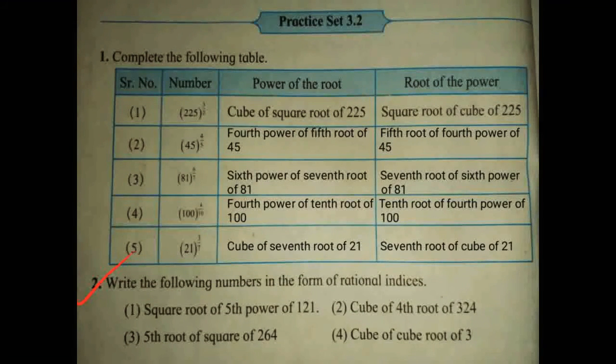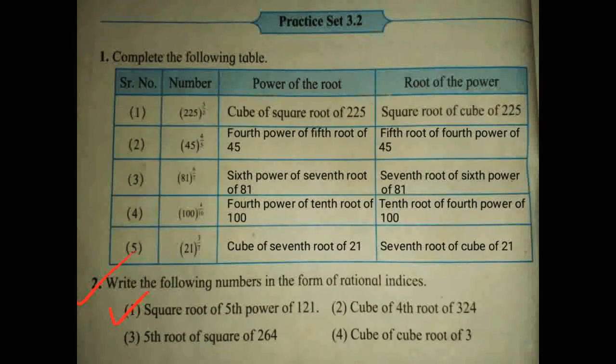Next question, write the following numbers in the form of rational indices. On question number 2, questions are given in words. You have to write in numbers. You already did question number 1. Question 1 was given in numbers. We wrote it in words. So let's begin now question number 2.